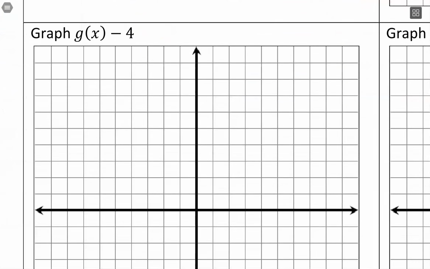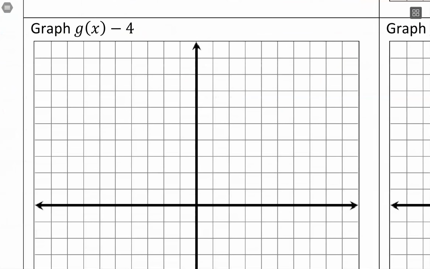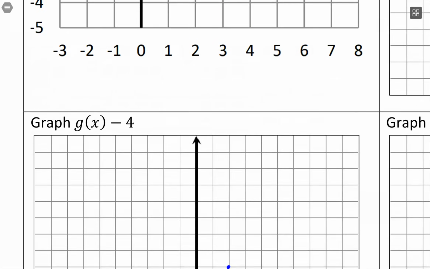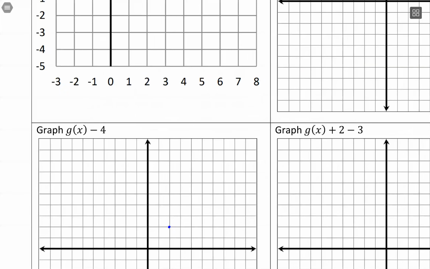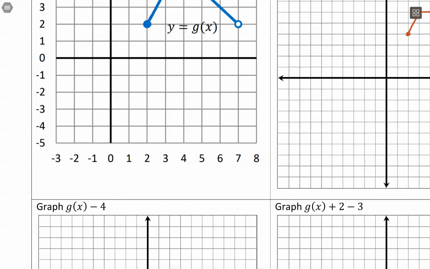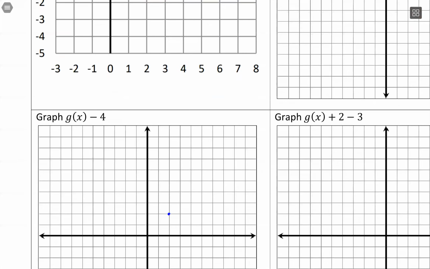Okay, this next one, I'm going to lightly draw on my original function. I just need to make sure I do it correctly. Yeah, 2, 2, 3, 4, there, and there. Not quite, a little bit further. Okay. That's a very important piece, is drawing the original function correctly.